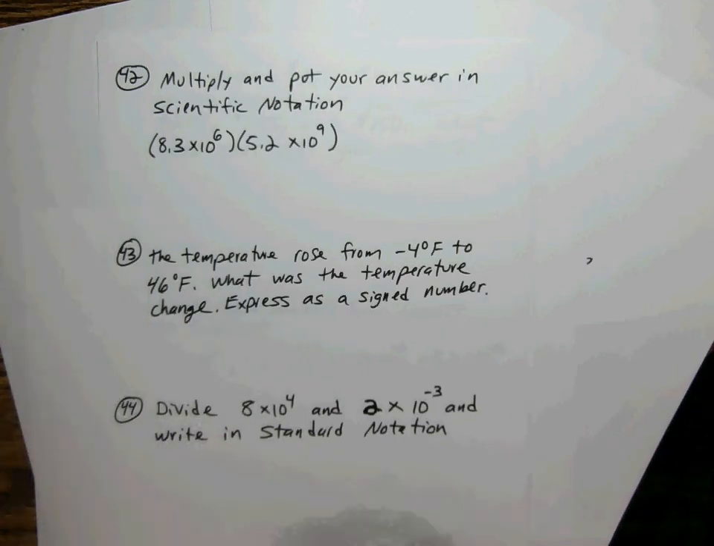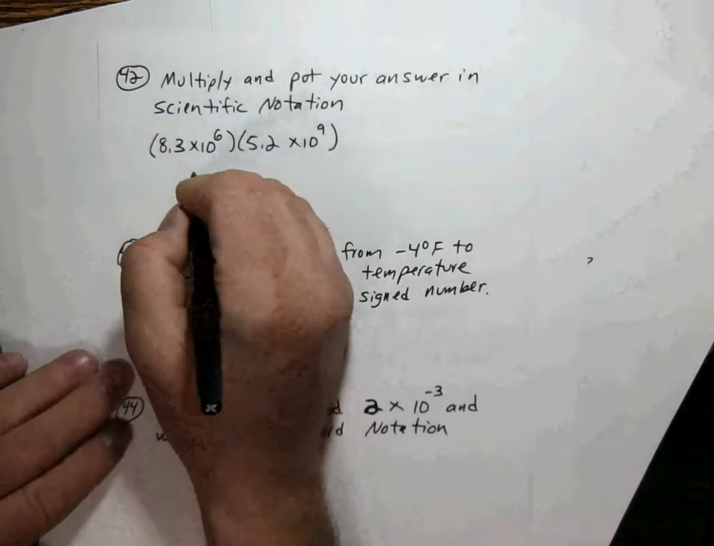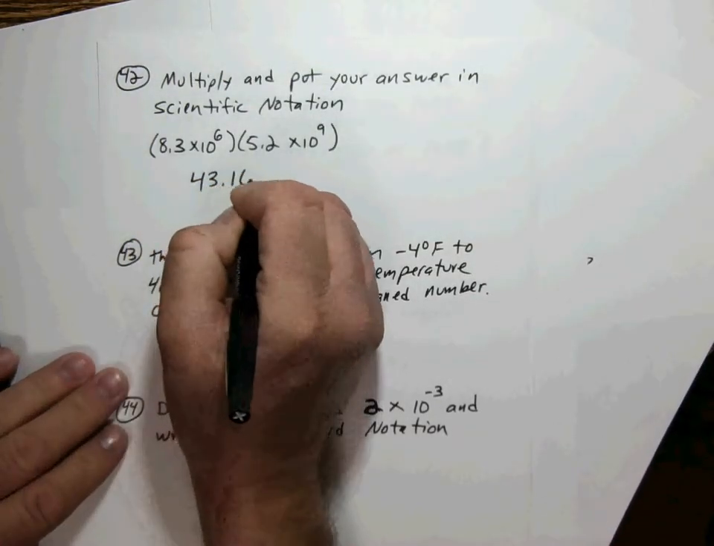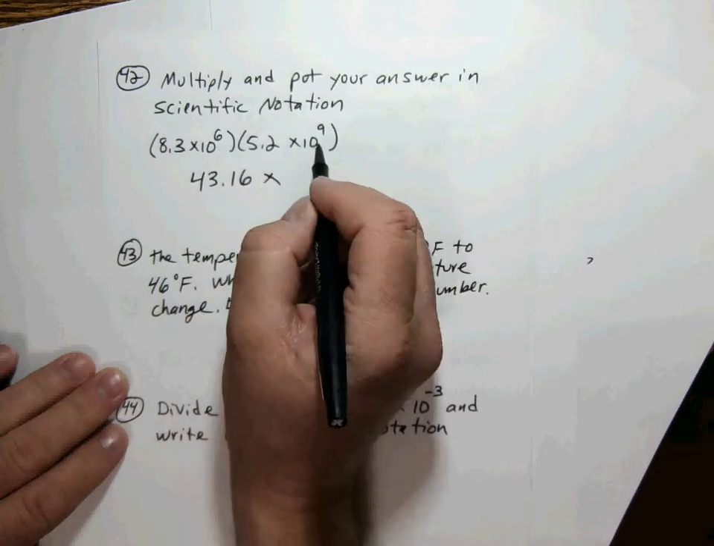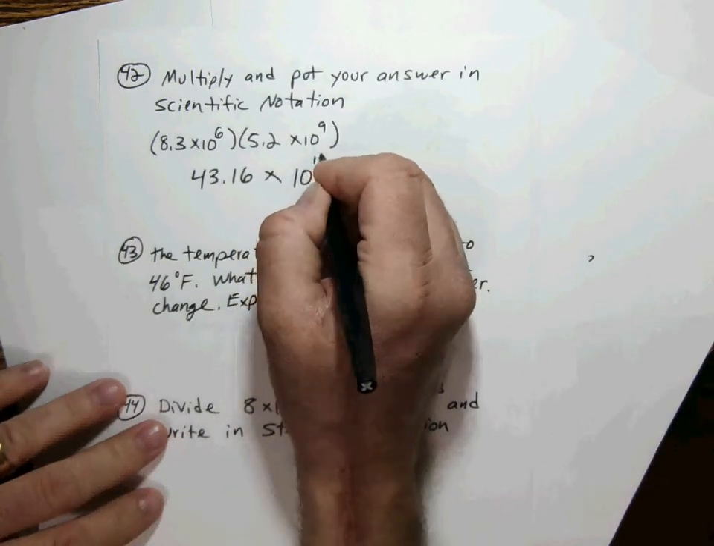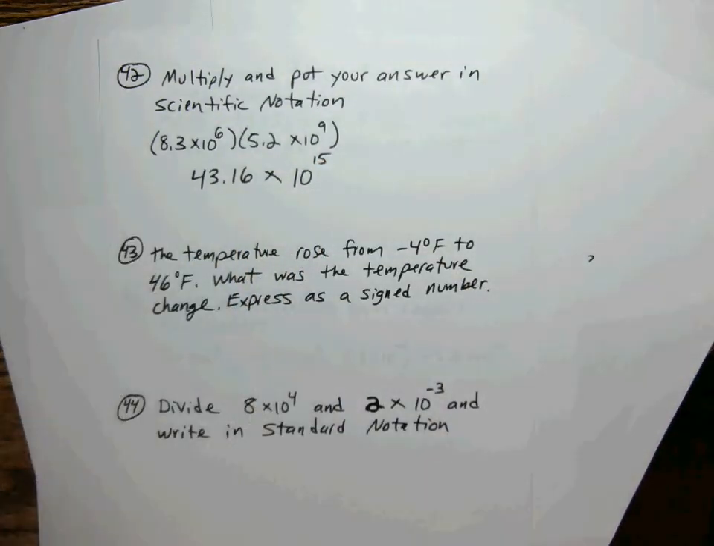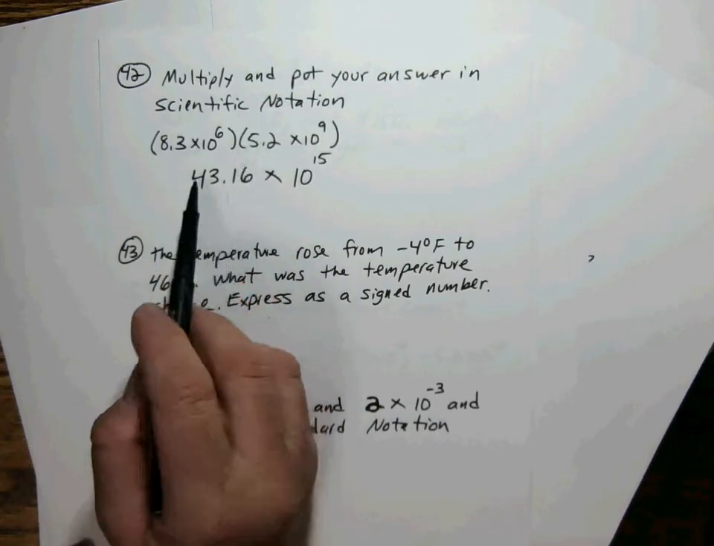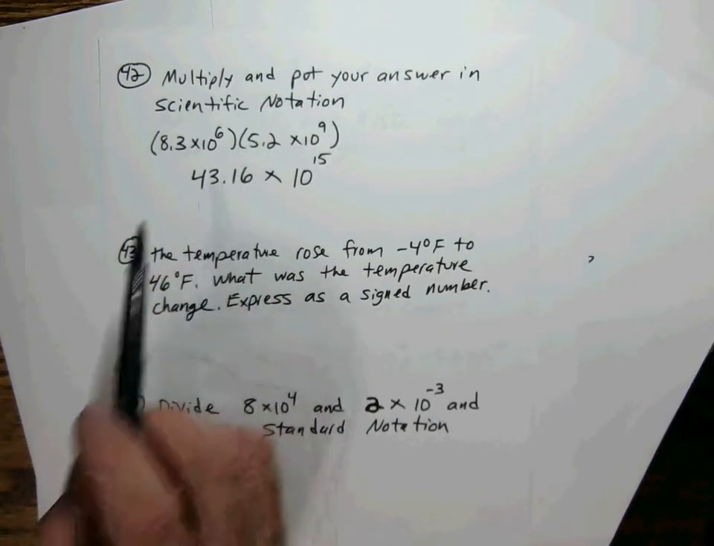All right, well, I'm going to multiply the 8.3 times 5.2, and that's going to give me some number, okay, 43.16. And then I'm going to multiply my 2 powers of 10 here, which means I'm going to add the 6 and the 9 together to get 10 to the 15th power. But the answer is not in scientific notation anymore, okay, because when I multiplied the 8.3 and the 5.2, it kicked me up to a number above 10.